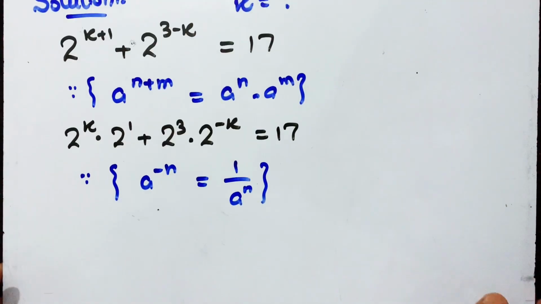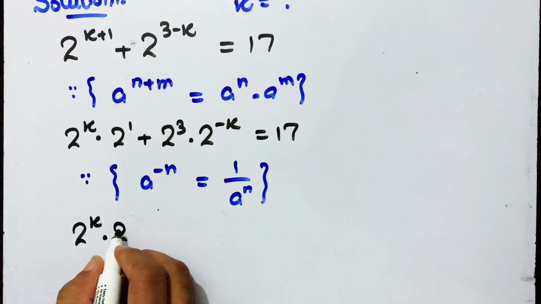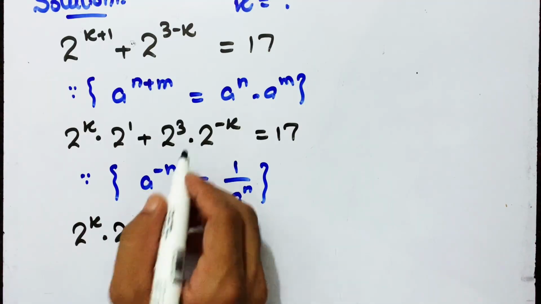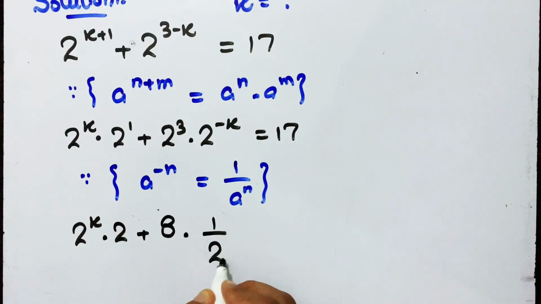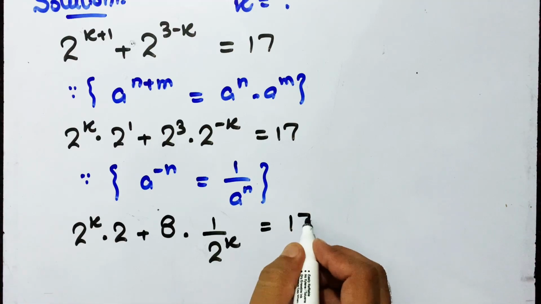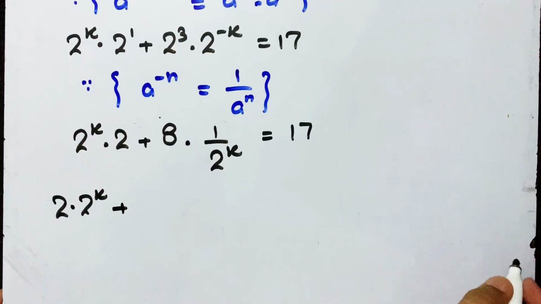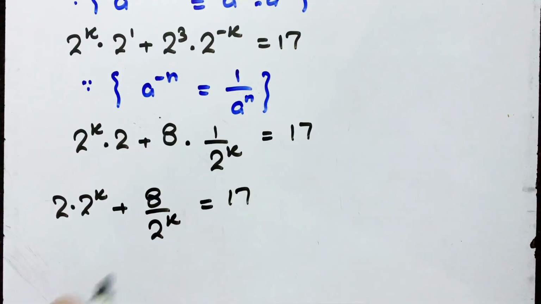So now put it in the main equation: 2^x times 2 plus 2 to the power of 3, which is 8, times 1 by 2^x, because of the minus term, equals 17. So further, our equation becomes 2^x times 2 plus 8 divided by 2^x equals 17.